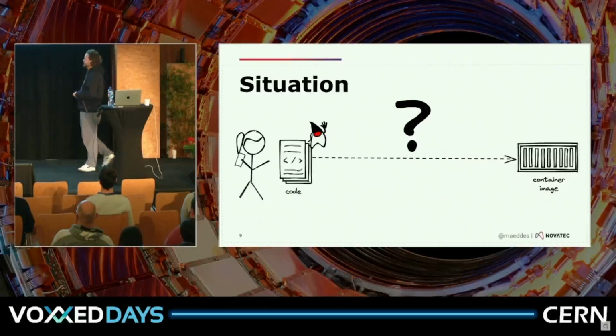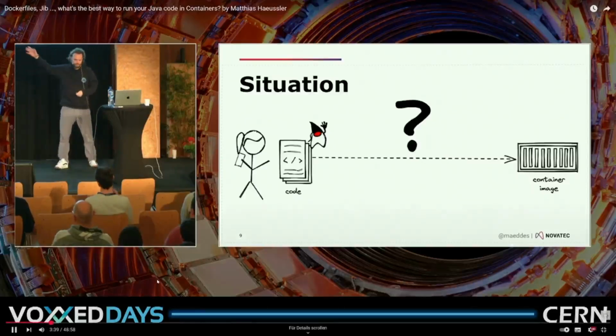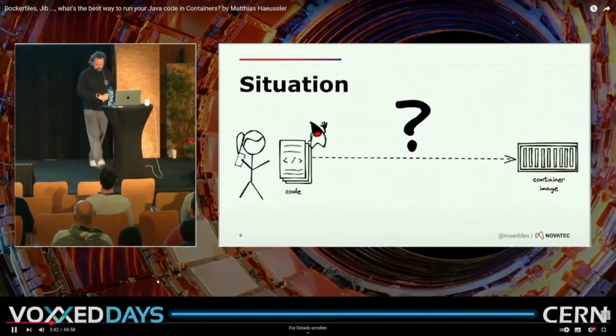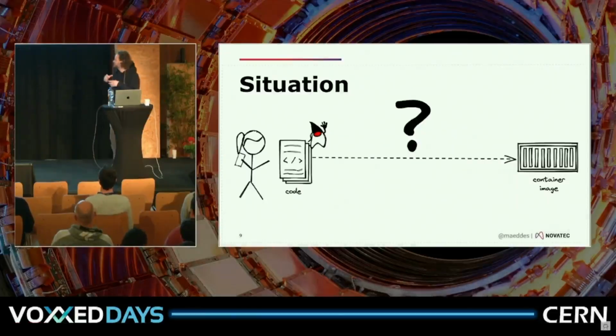Simplified form is how you're going to get your code into a container image. We'll have a bit of a certain focus on Java-based code, but a lot of the things that I'm going to show today will also be applicable for non-Java applications.